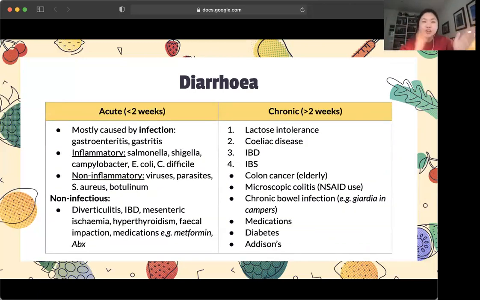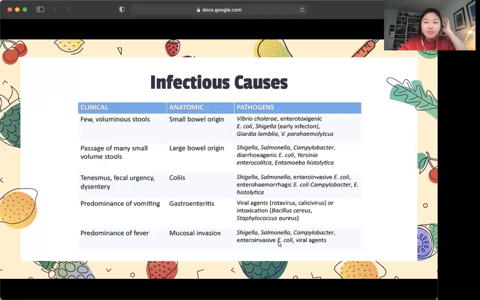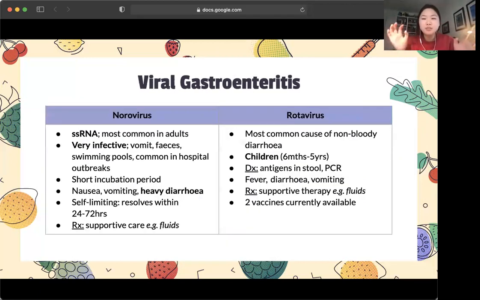So you've got acute and chronic. Acute is usually caused by infection. Chronic, you've got those 4 causes there. Infectious causes, okay, let's go through the microbiome. We'll go through the main ones, and the rest you can go through in your own time.